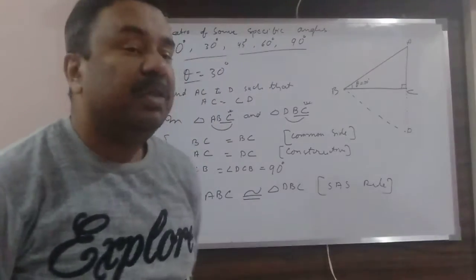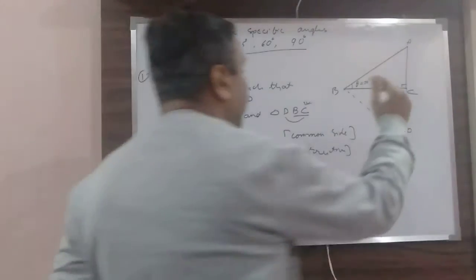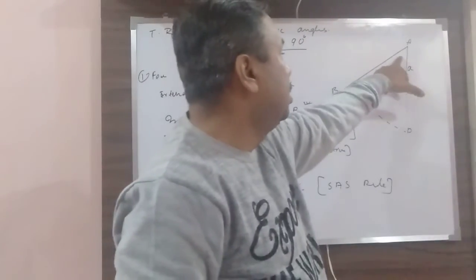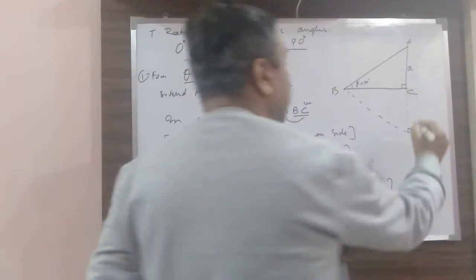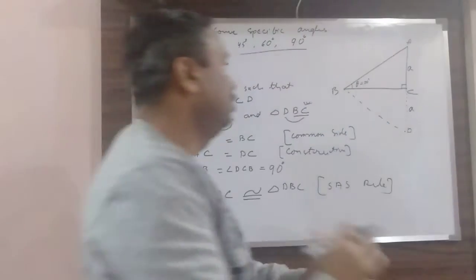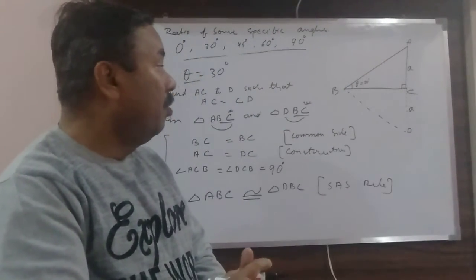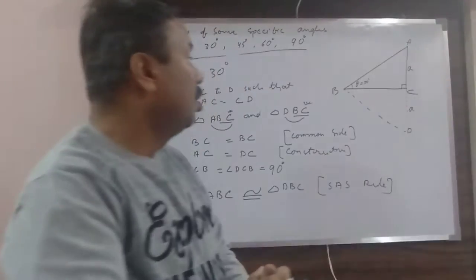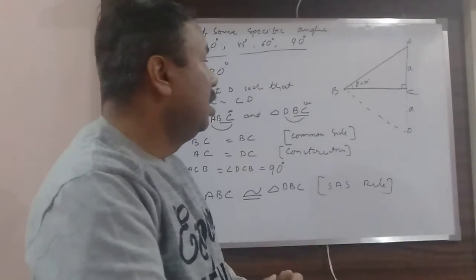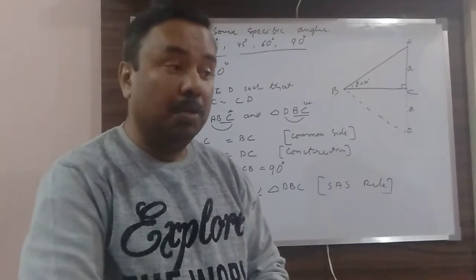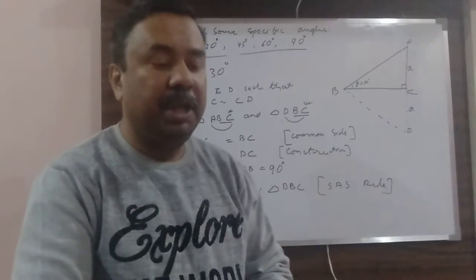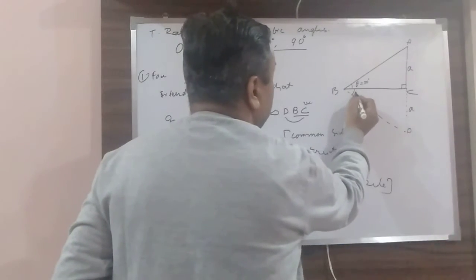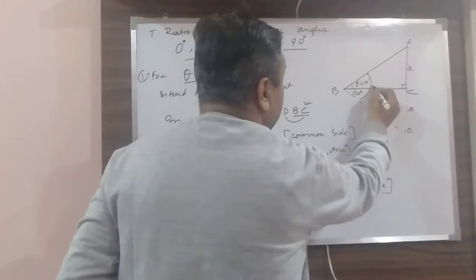Now what is the benefit of this? See, if I take the length of this AC as A, obviously CD will also be A. Now what is happening? If these two triangles are congruent, that means the corresponding angles will be equal. So if this is 30 degree, this angle is also 30 degree, and the total angle is 60 degrees.